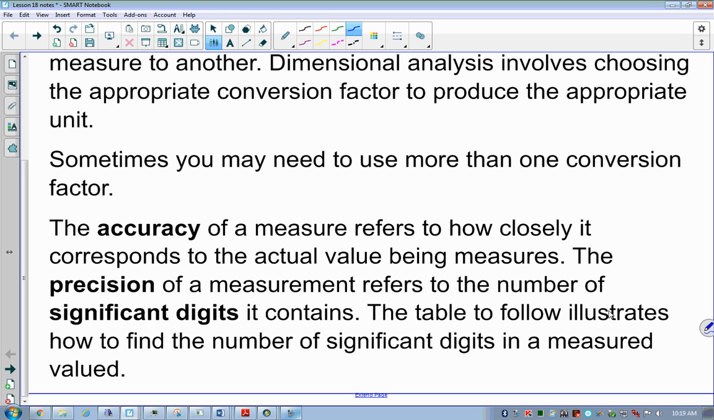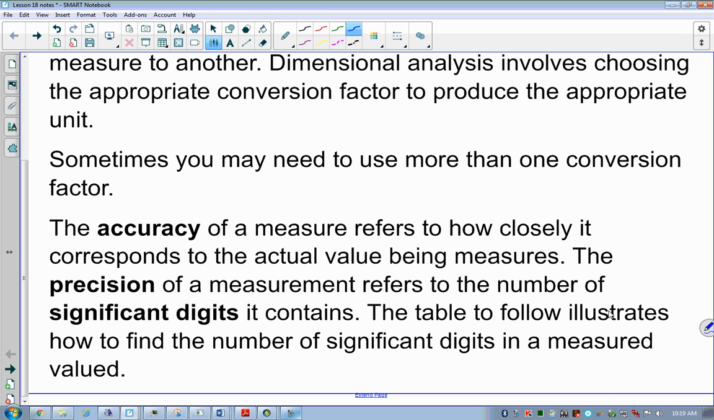But in any case, accuracy and precision are two different things. People use accuracy and precision interchangeably, but they don't mean the same thing. Accuracy of a measure refers to how closely it corresponds to the actual value being measured. So how accurate I am is how close to the correct answer I am.